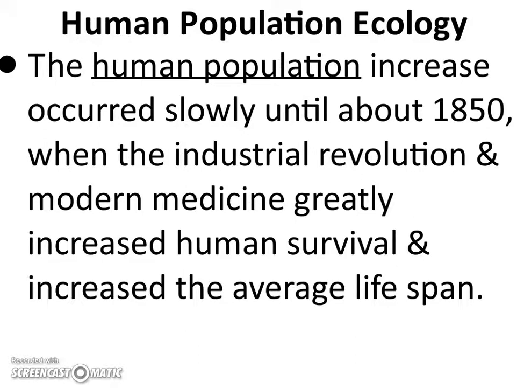All right, just a couple more things and we're done for today. Talking about human population, and we'll do a kind of a short lab with this in just a little bit. The human population increase occurred really slowly until about 1850. When we had the Industrial Revolution, modern medicine started to increase human survival, and the lifespan of a human actually started to become longer. So roughly today we have a lifespan of about 70 years old, between 70 and 80 years old. That's the average lifespan. Some people live longer, some people don't live that long, but that's the average lifespan today.